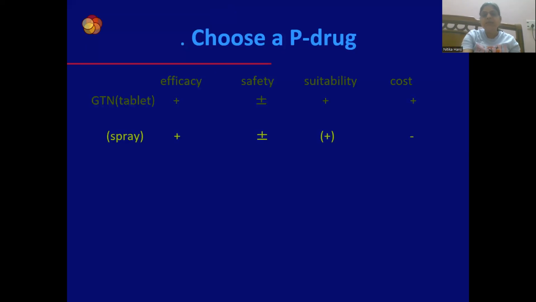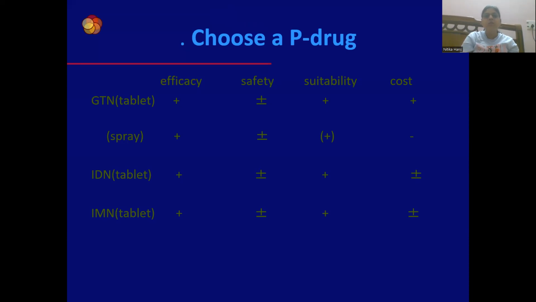P-drug: glycerol trinitrate tablet, spray, isosorbide mononitrate tablet, isosorbide dinitrate tablet. Now this is glycerol trinitrate tablet. This is more efficacious. All these are more efficacious. Safety margin is also the same. Like they can cause flushing, they can cause hypotension. They can cause tolerance. These are not so harmful.